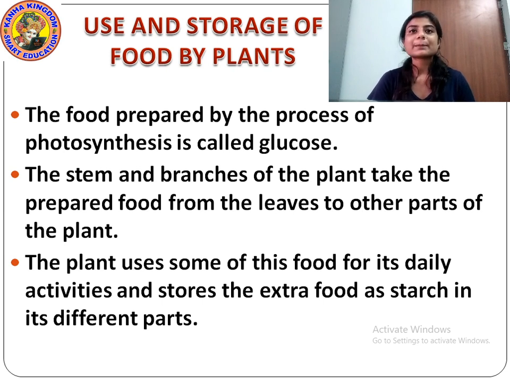Okay, then the plant uses some of this food for its daily activities and stores the extra food as starch in the different parts. Okay, starch is a form of carbohydrate. Carbohydrate is called energy giving food. There are some kinds of vegetables, yes or no, that we eat which contain carbohydrates, which give us energy.